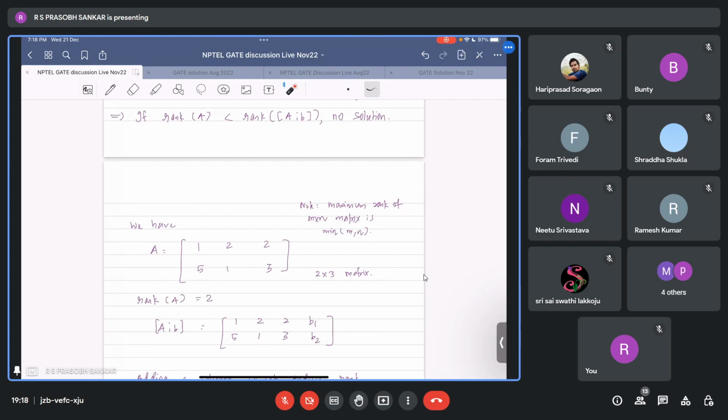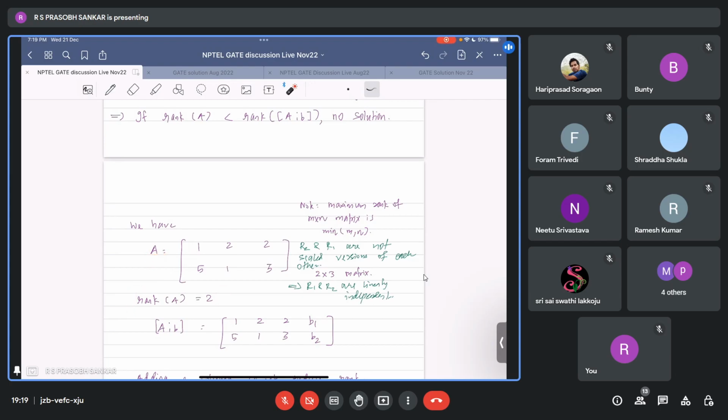Why is it easy? Because the two rows, I mean row 2 and row 1, are not scaled versions of each other, which implies that R1 and R2 are linearly independent. That is the meaning. So the rank of this matrix A is 2.